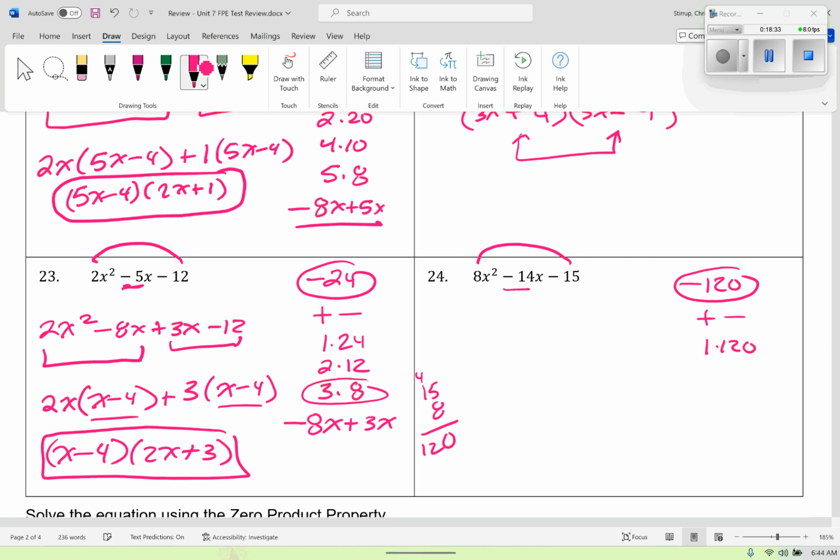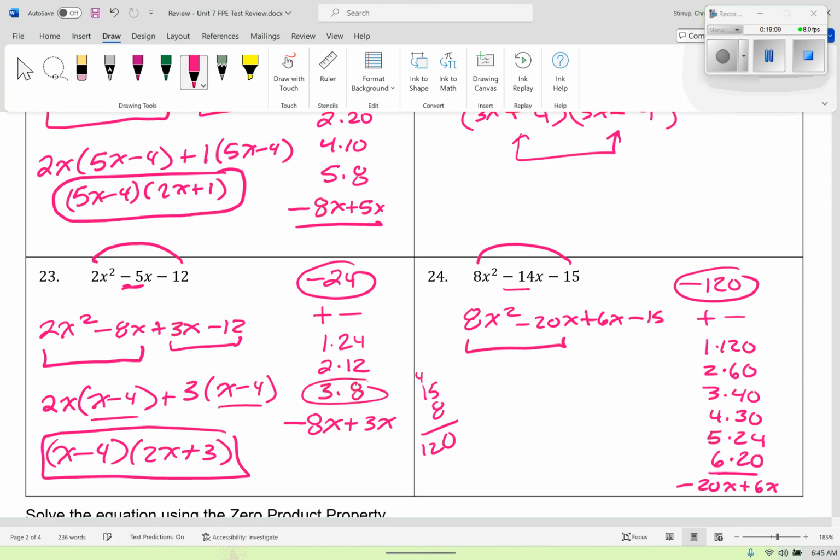So I have 1 and 120. That's not going to work. 2 and 60 is not going to work. 3 and 40 isn't going to work. 4 and 30 won't work. Let's see, 5 and 24. It's getting closer. 6 and 20. 6 times 20 is, wait, that might work. So I think I'm going to have a -20x and a positive 6x that I'm going to replace the -14 with. So I'm going to have 8x squared minus 20x plus 6x minus 15.